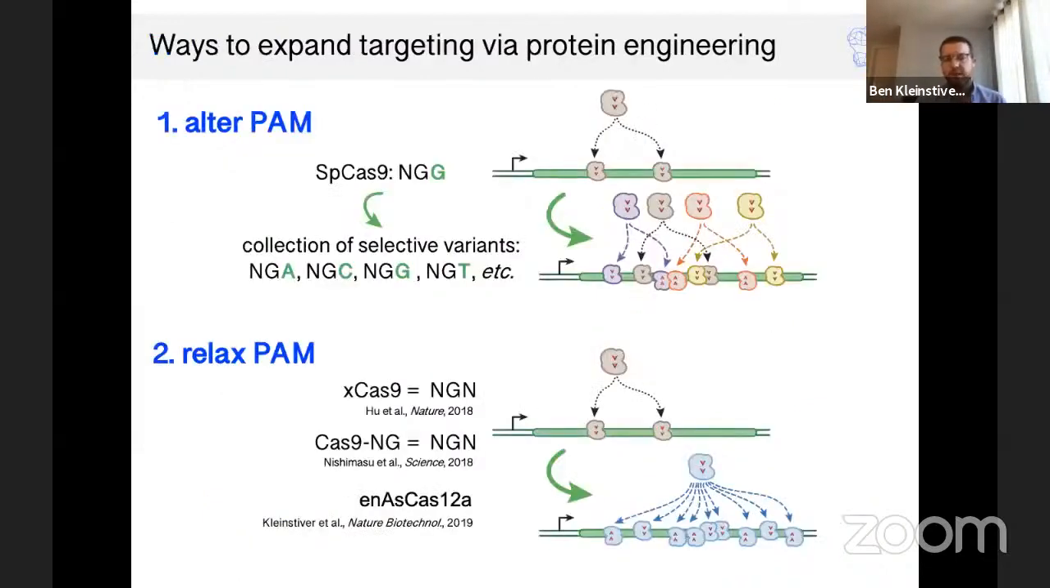So most of the work that I just described is essentially the effort to alter the PAM requirements of different Cas molecules, where we get a useful but somewhat incremental improvement in targeting range because we engineer new proteins that recognize different sequences, but not one protein that has vastly expanded targeting range. So beyond just altering the PAM, there's been a lot of effort to relax the PAM requirement, so you now have one enzyme that can recognize many sequences instead of several enzymes that recognize different sequences.